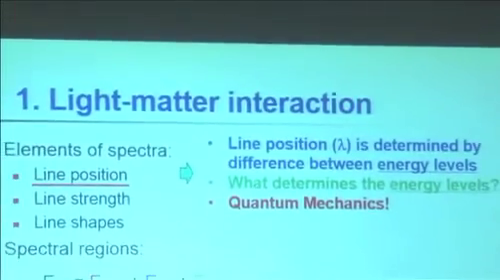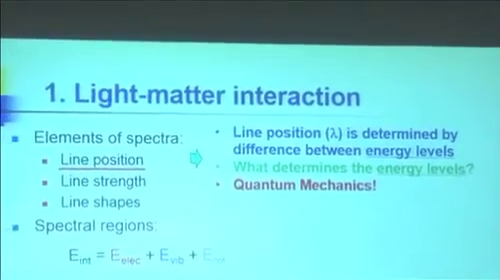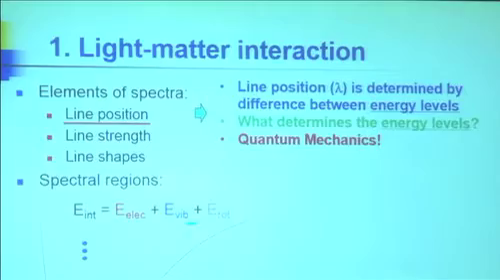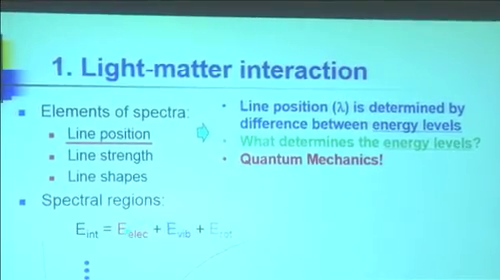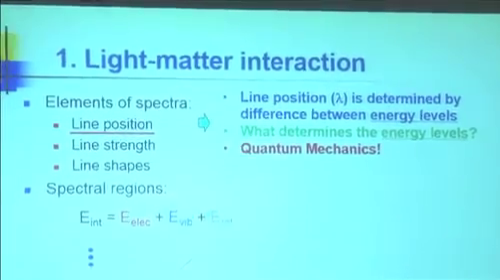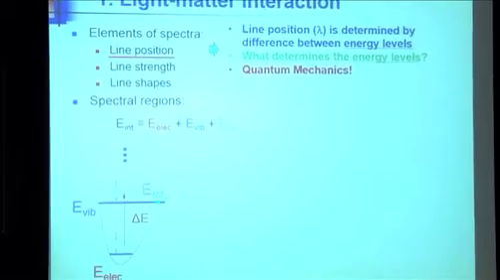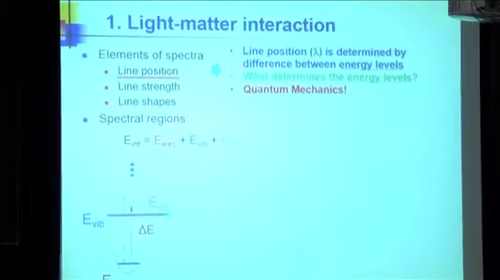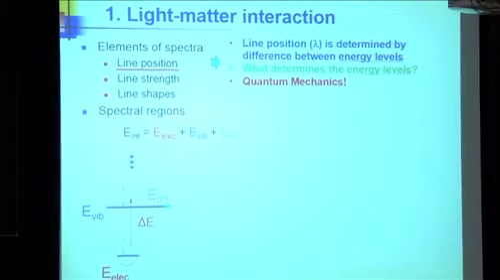We'll talk about line positions. The line position is determined by the difference between the energy levels. The energy levels come to us from quantum mechanics. I've already drawn you the picture here. We think of the energy as being a combination of 3 types: electronic, vibrational, rotational.